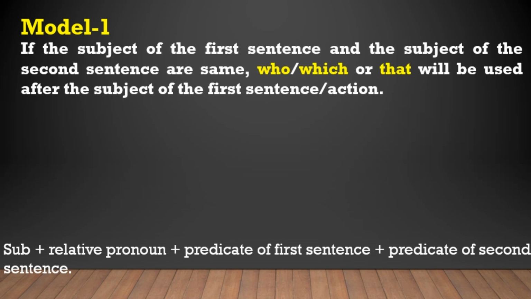If the subject of the first sentence and the subject of the second sentence are same, who or which or that will be used after the subject of the first sentence or action. Here is given the structure of the sentence. Subject, corresponding relative pronoun, plus predicate of the first sentence, plus predicate of the second sentence. This is the structure made easy.